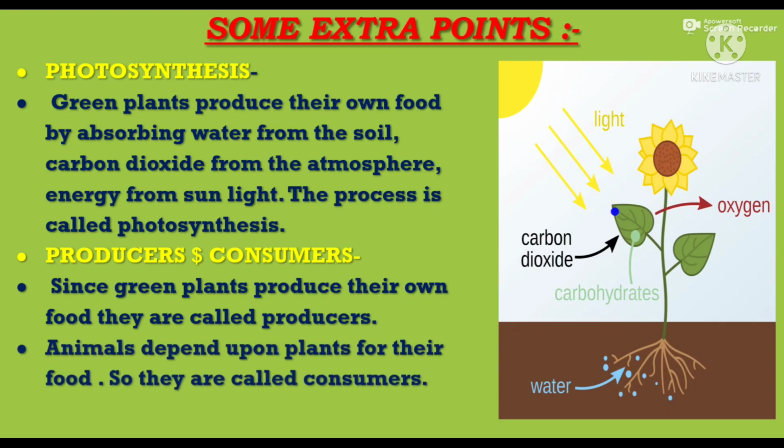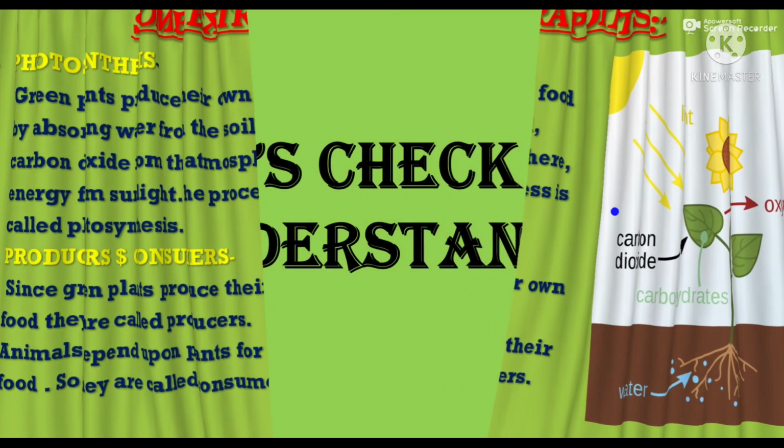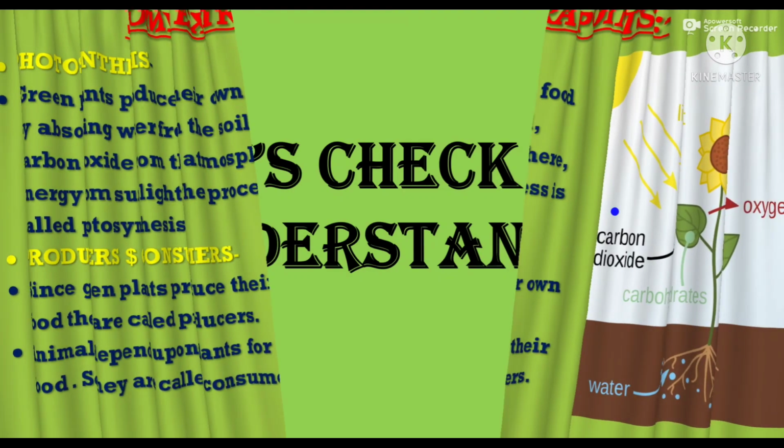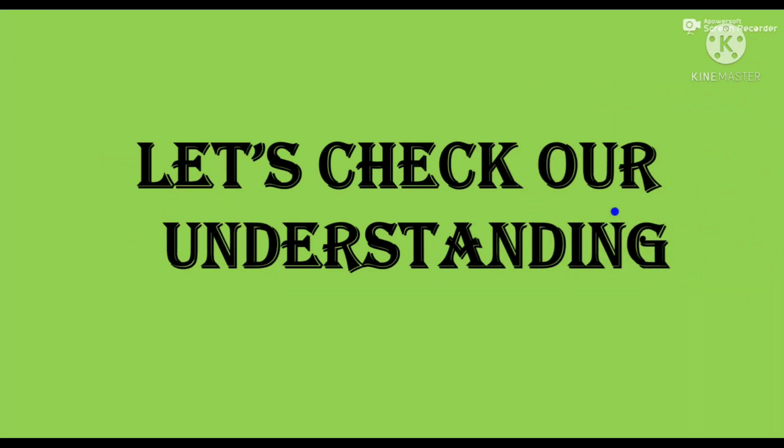But animals can't produce their own food. They depend upon plants for their food. So they are called consumers. Okay, dear students, so now we will check our understanding of what we have learned.